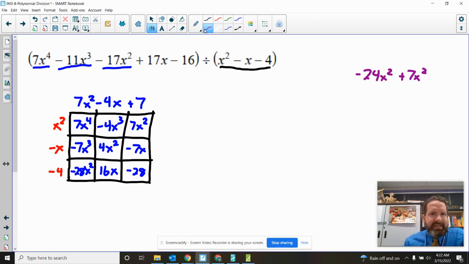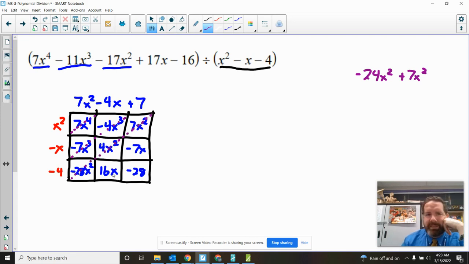I think we're going to see that not everything divided in evenly this time, and so we're going to have a remainder. Here's how we deal with it. Just going to do a quick check. So 7x to the 4th, yes, I have that. Negative 11x to the 3rd. Negative 7 and negative 4, that's negative 11x to the 3rds. Negative 17x squared, so negative 28 plus 4 plus 7. So that's negative 28 plus 11, that's negative 17. Okay, all my x squareds are taken care of.